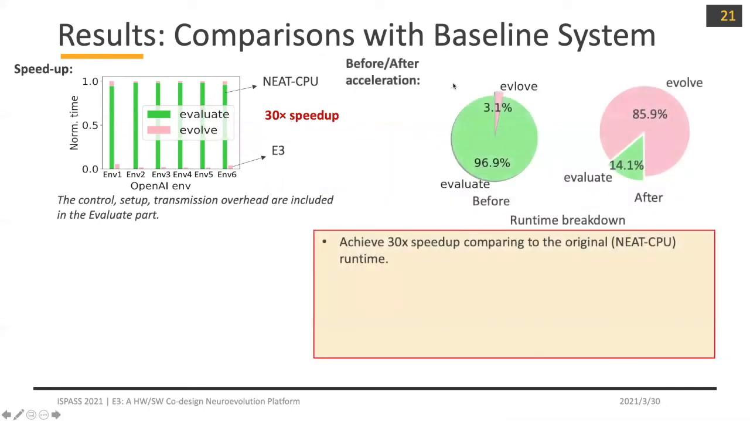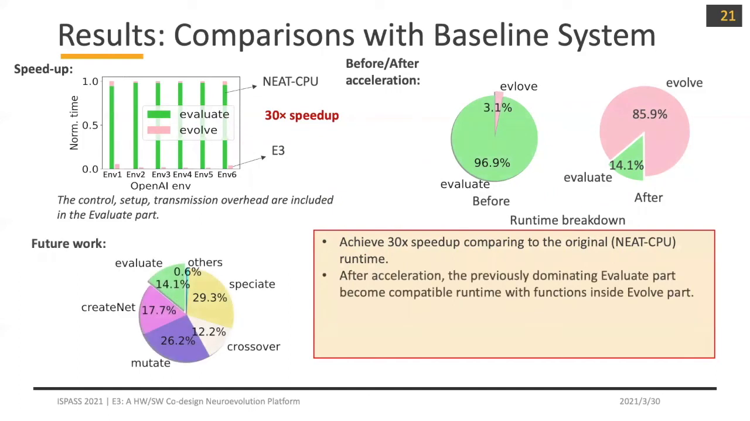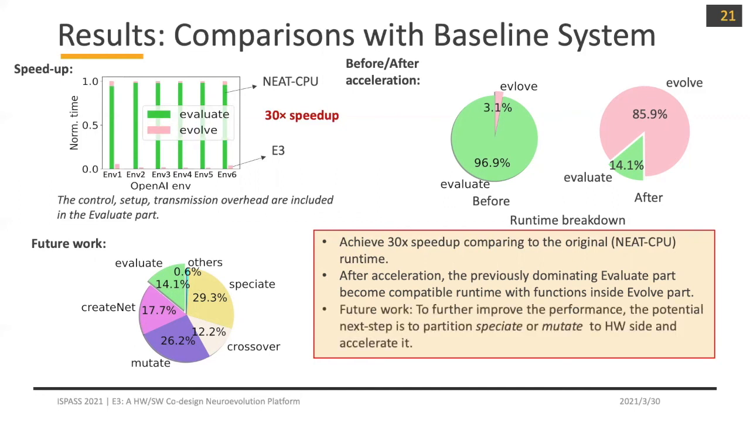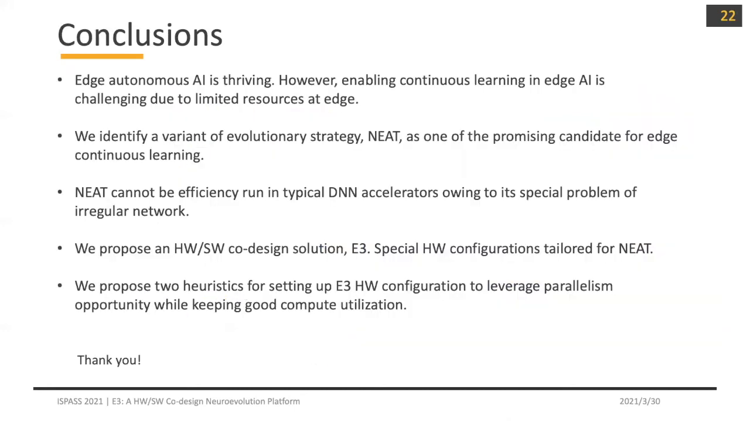Next, we look at before and after acceleration. This graph we have already seen before, and after acceleration, the evaluate part only takes 14% of the runtime. So after acceleration, the evaluate part has comparable runtime with other functions inside the evolution loop. Our future work will be to take the next bottleneck part and accelerate it in hardware. So the candidates could be mutate and speciate.